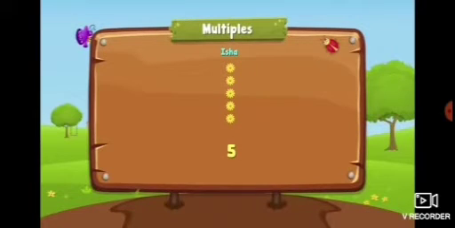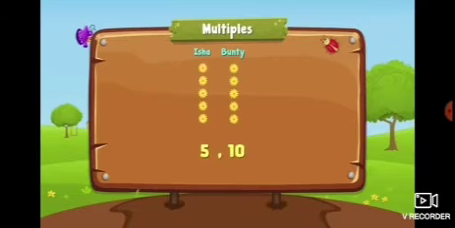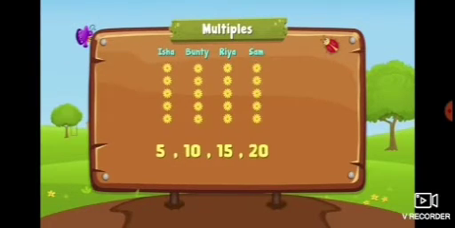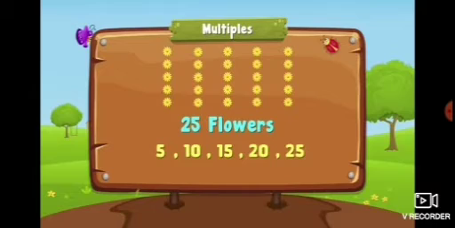Now the sister's friend Isha has collected 5 flowers. Then Bunty collected 5 more, it becomes 10. Then Ria 5 more, 15. Then Sam 5, 20. Then Pinky 5, 25. So 25 flowers are there. Understood? 5, 10, 15, 20, 25.